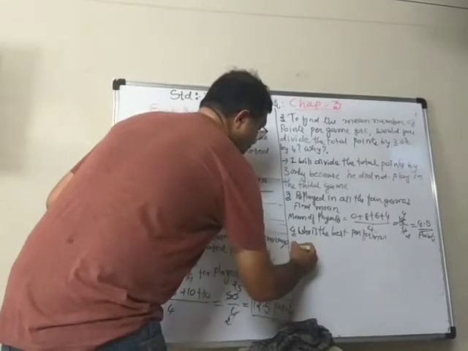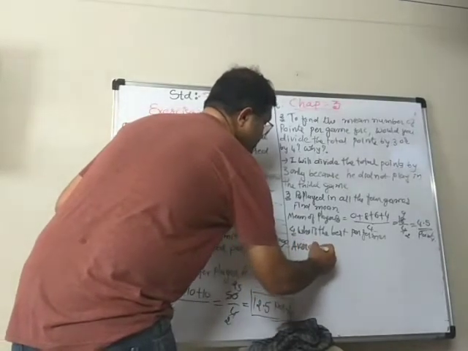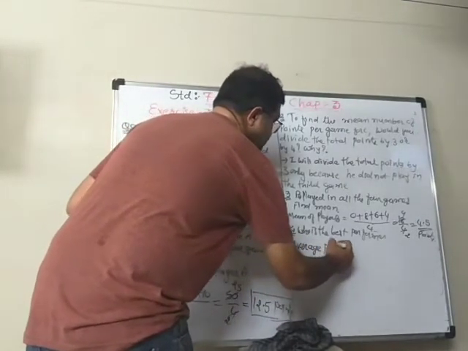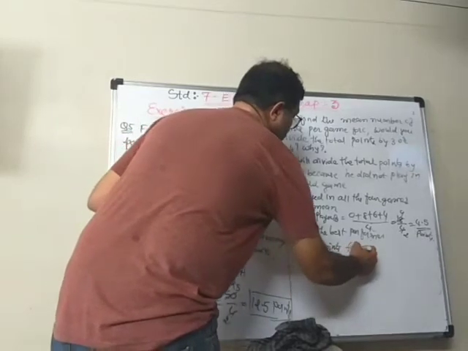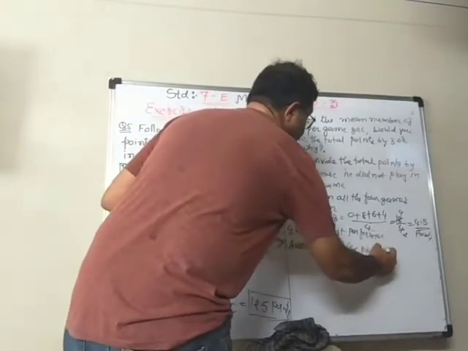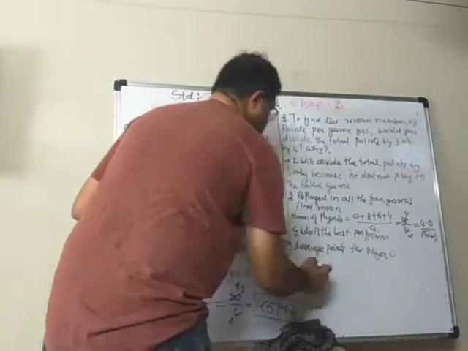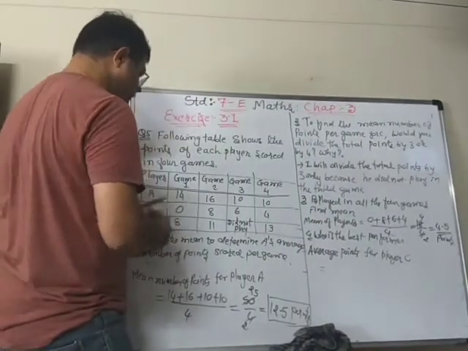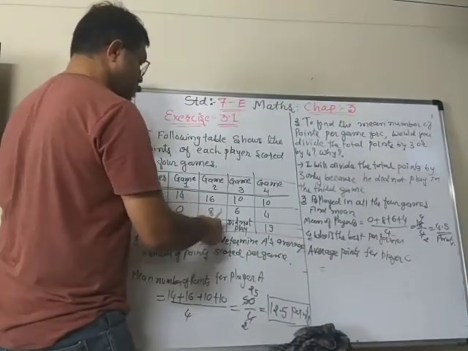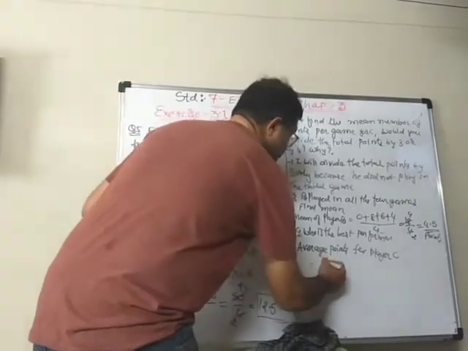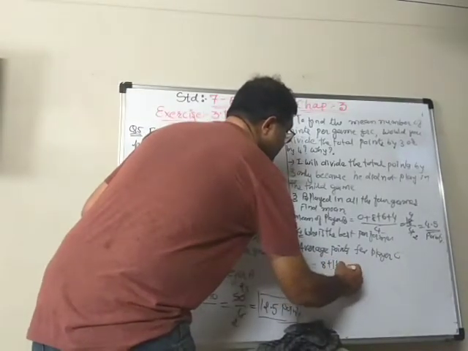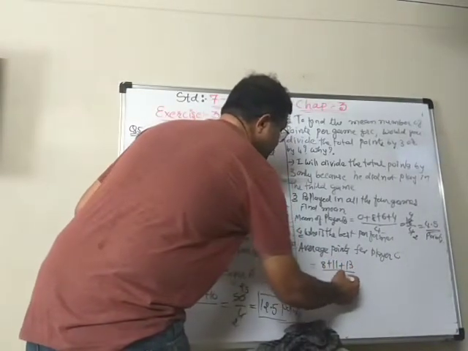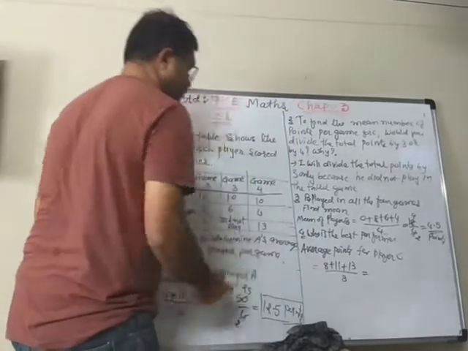So average points for player C is equal to, we have to add all his scores, 8 plus 11 plus 13 and divide by only 3, as he didn't play in one of the games.